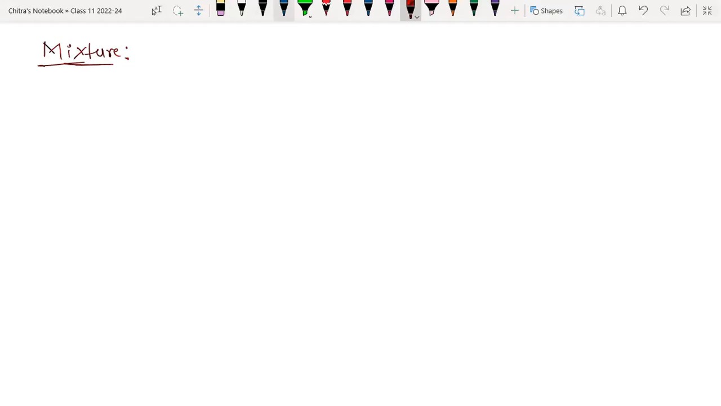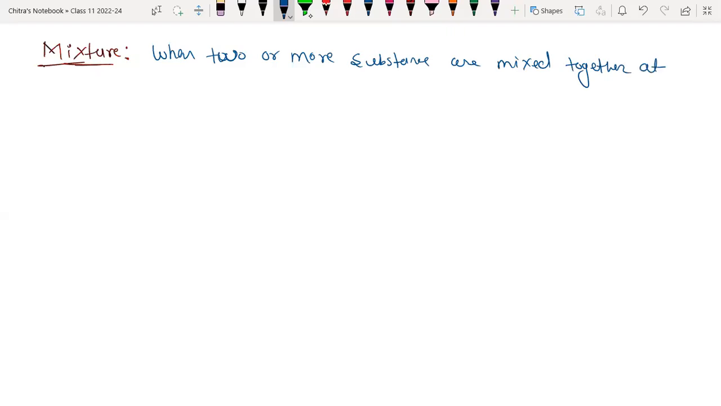So I'm giving you a brief idea about the mixture. When two or more substances are mixed together at any proportion, it is called a mixture. See, the proportion is not fixed, beta. You can mix two or more substances at any proportion, and that will be a mixture. The proportion of the components is not fixed there.